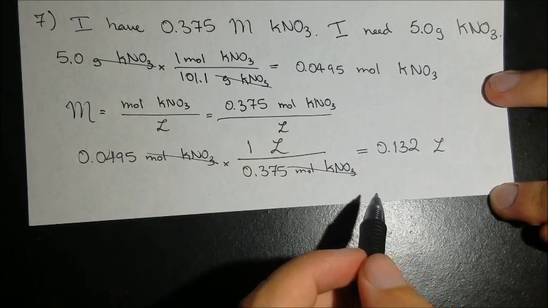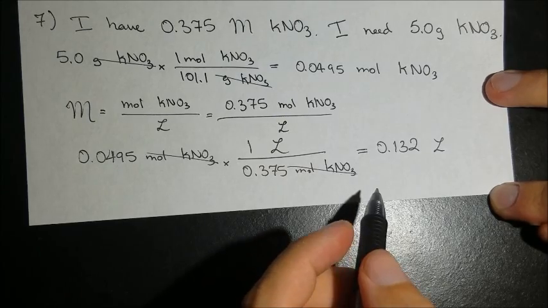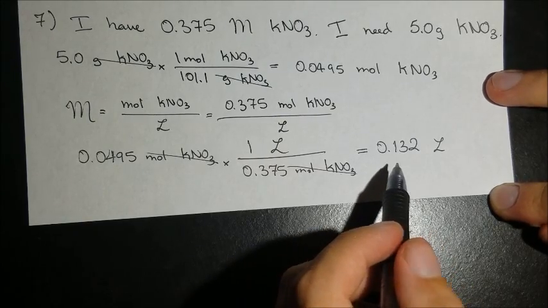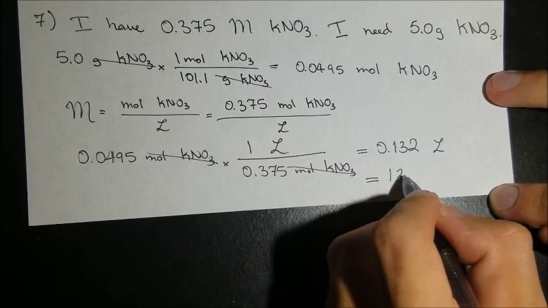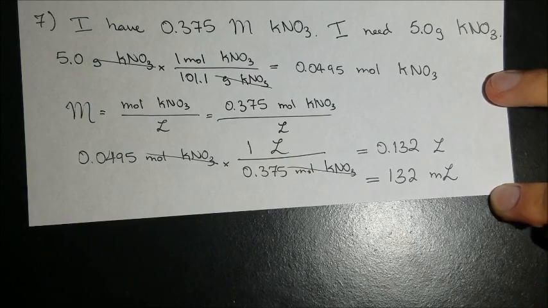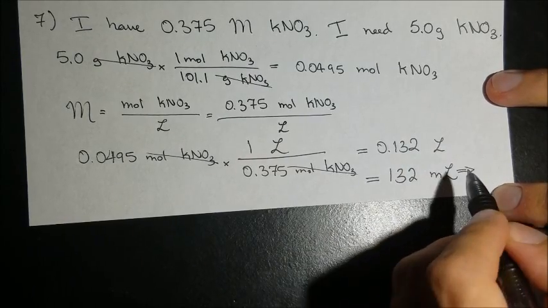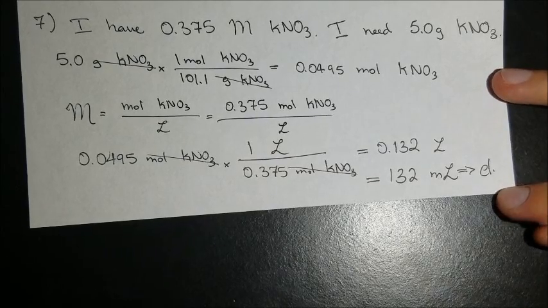So since the question is asking us to express this number in milliliters, we just have to recognize that there's 1,000 milliliters in a liter, and so we just do the conversion here, and this becomes 132 milliliters. So the correct answer for number 7 then is D.